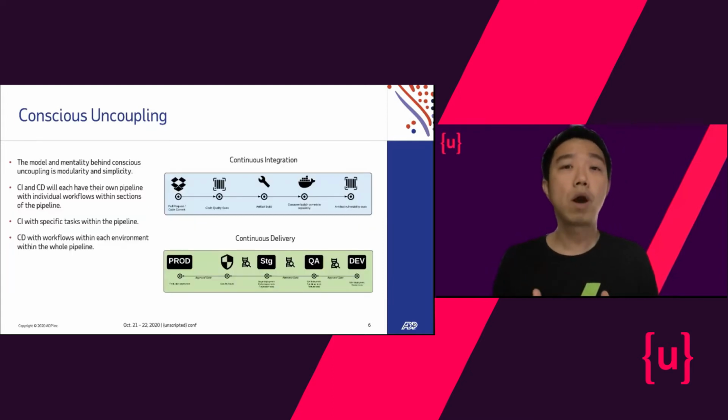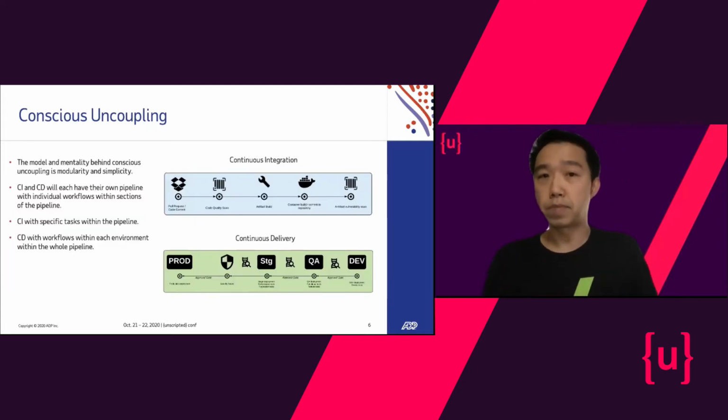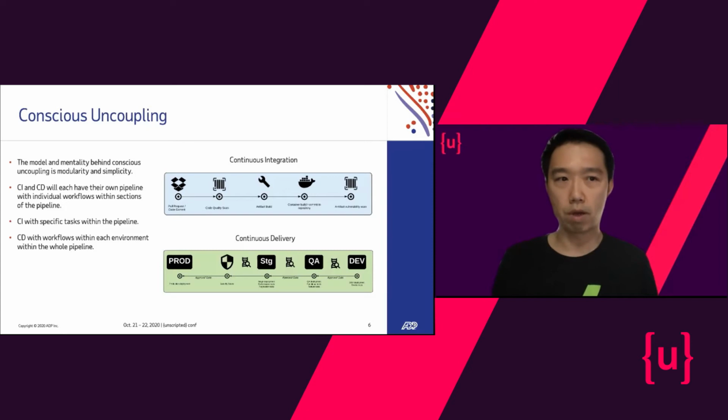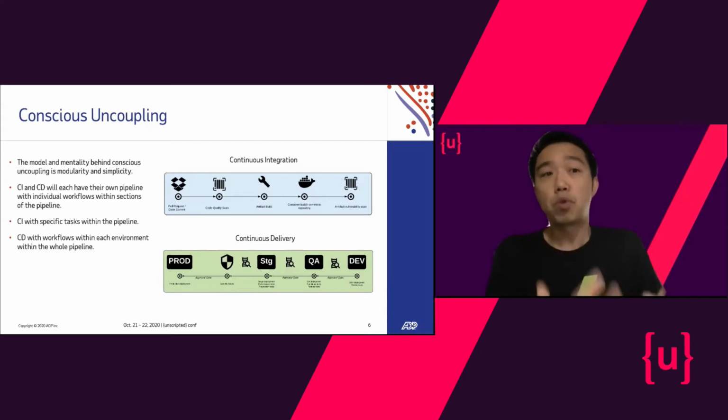Now, to continue on, you can see we have two different pipelines here, one for CI and one for CD. The mentality behind conscious uncoupling is really modularity and simplicity, so we take that to heart. Each of CI and CD will have their own pipeline with individual workflows within the pipelines that you'll see here. We'll dive into that in more detail. CI has specific tasks within its own pipeline that's geared towards build, and that's really what you want to do.